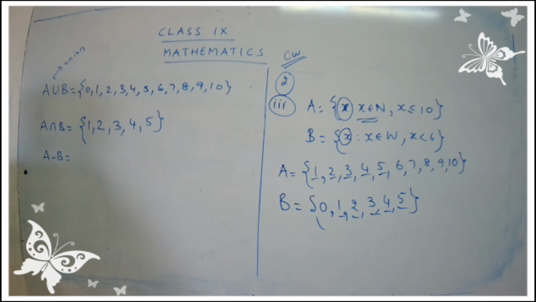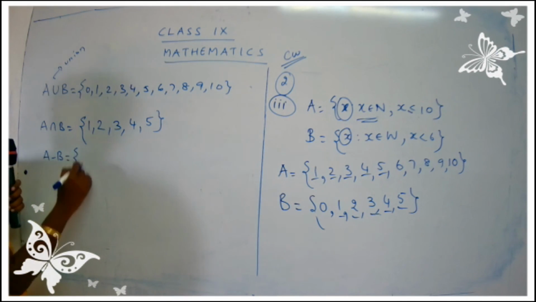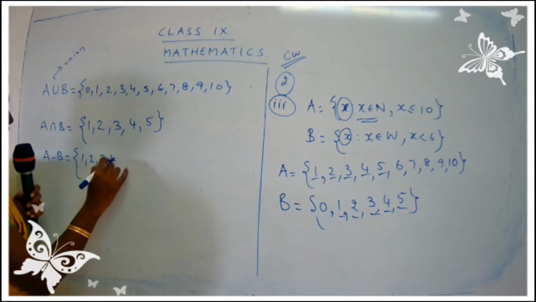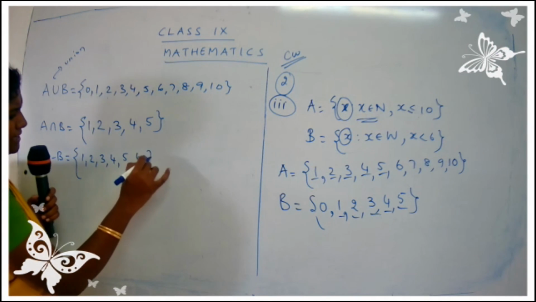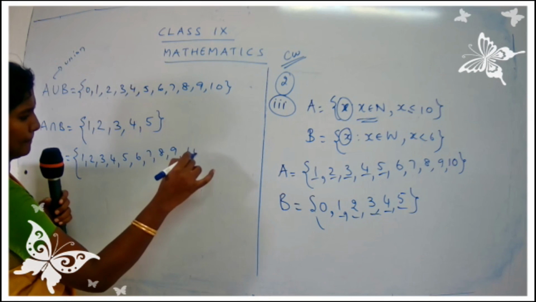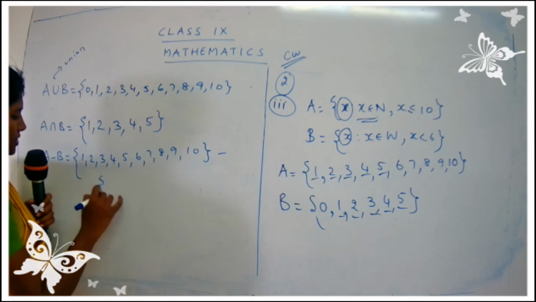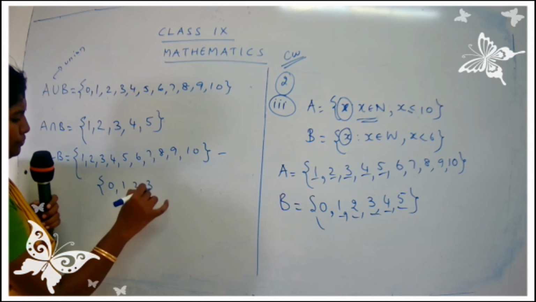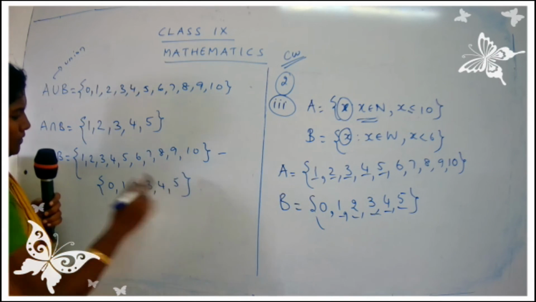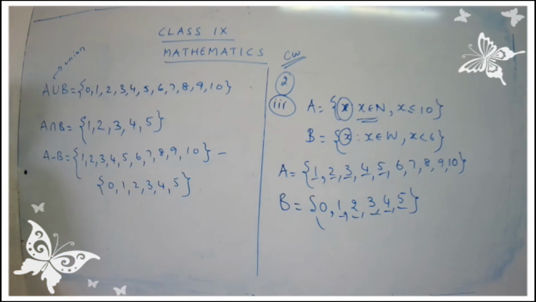Okay, I'll write down the value for A minus B. A is 1, 2, 3, 4, 5, 6, 7, 8, 9, 10. Minus B: 0, 1, 2, 3, 4, 5. So we are going to find out A minus B. Let's see how to write down A minus B.